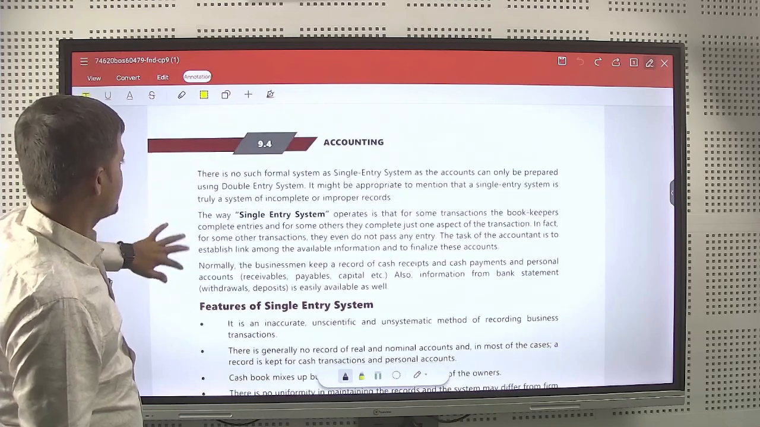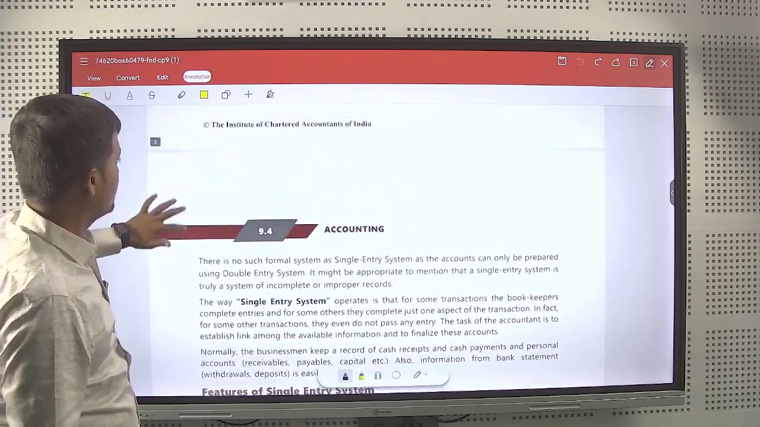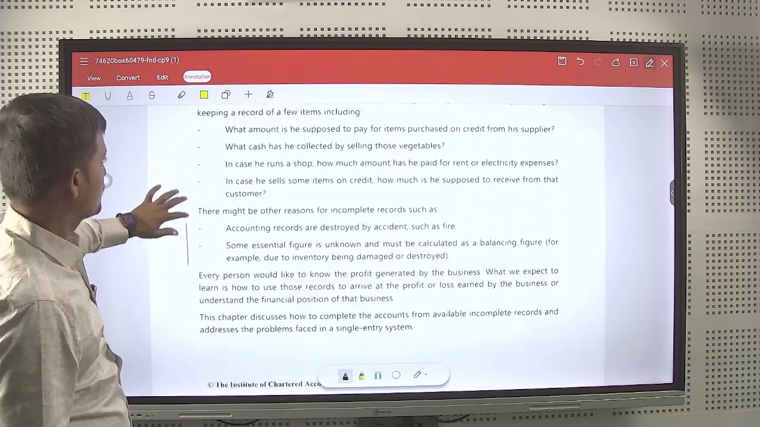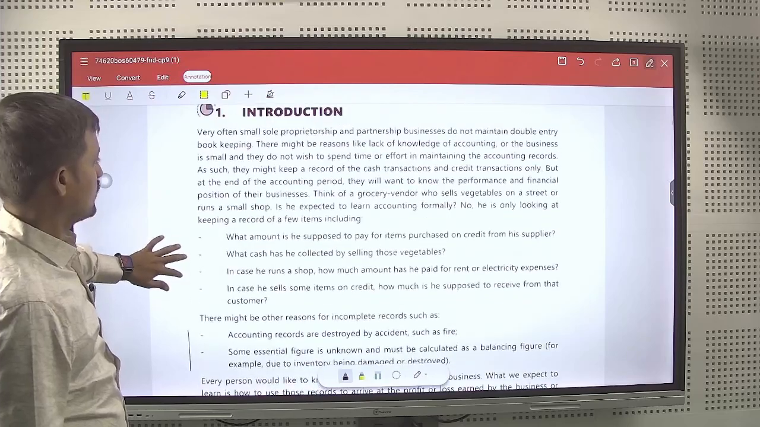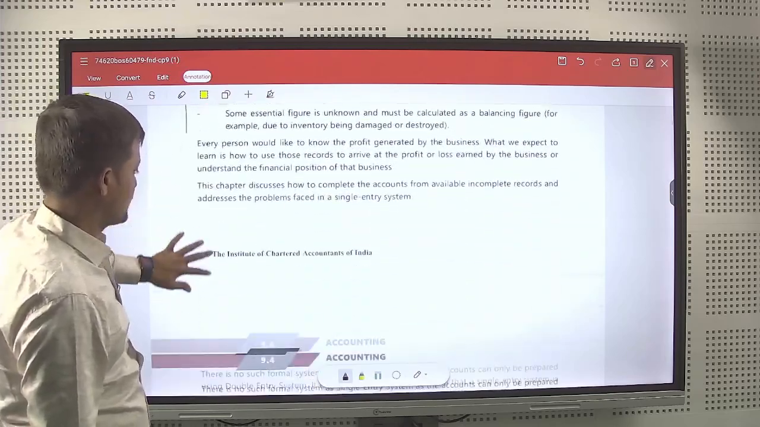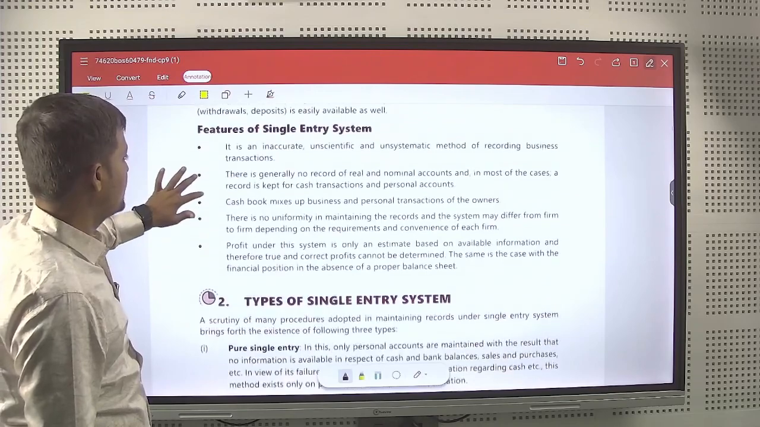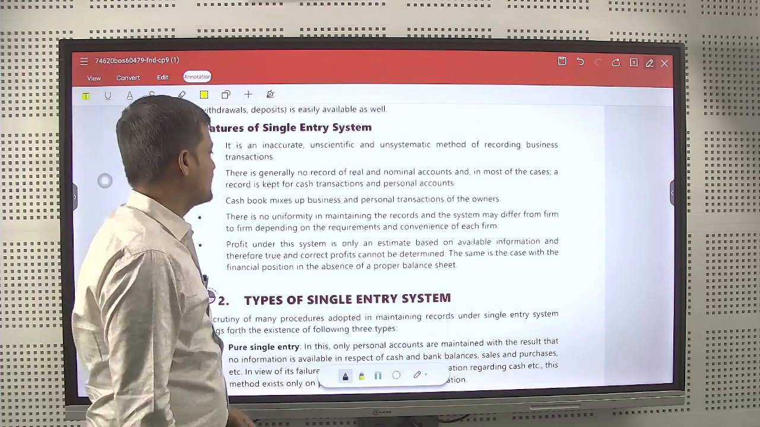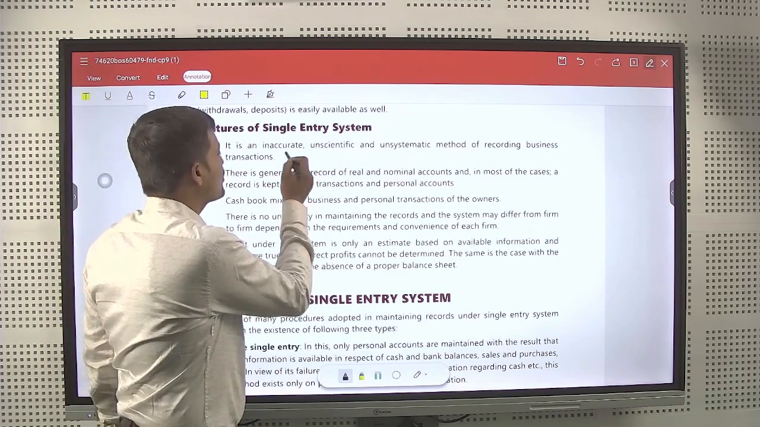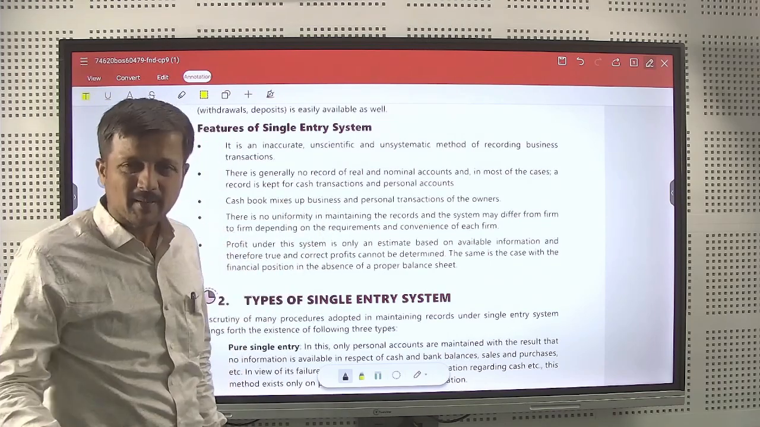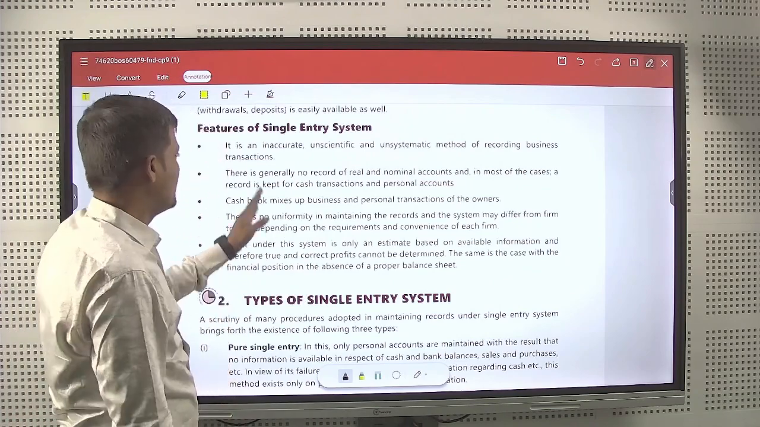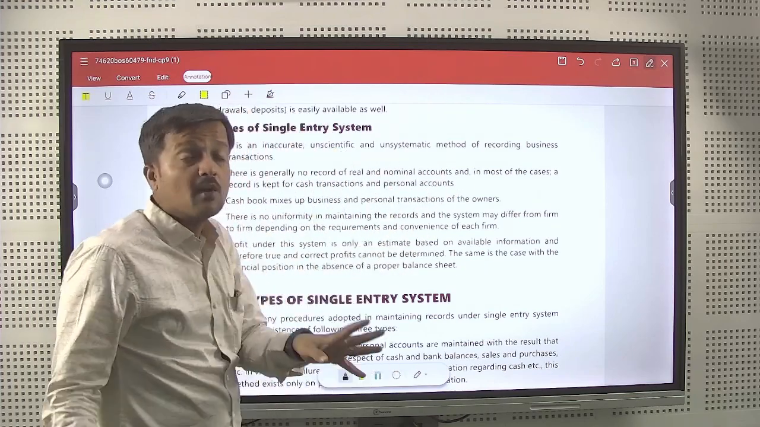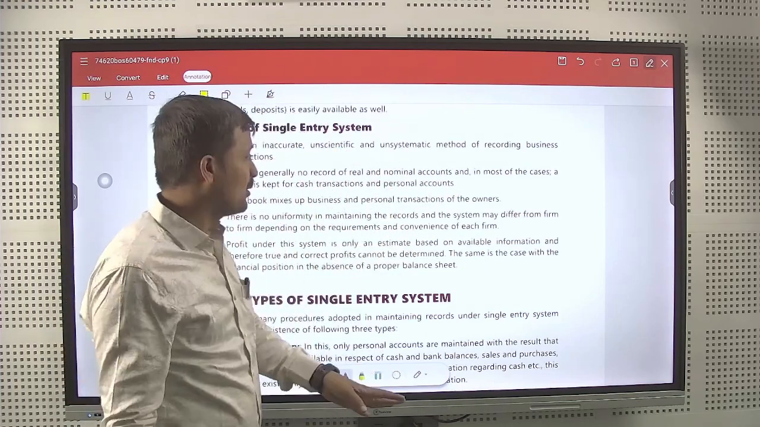Then next, is anything else left? Just check. Okay. Now next, features of the single entry system. See, I already said, as for most of the transactions only one aspect is recorded and not the other, it is inaccurate, it is unscientific, and it is unsystematic, because for a few we do not make any entry at all.